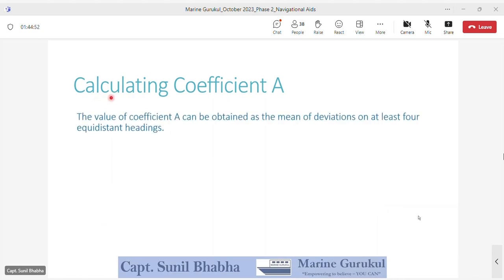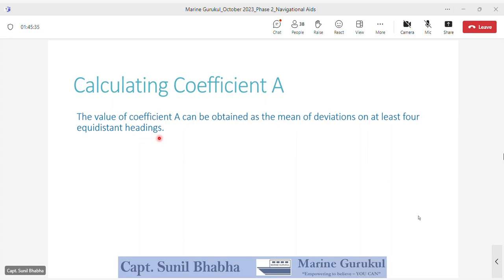Now, how do we calculate the coefficient A for the correction purpose? The value of coefficient A can be easily obtained as the mean of deviation on at least 4 equidistant headings. What does that mean? Let us take the ship on a northerly heading and note down the deviation. Let's now take the ship on an easterly heading, note down the deviation, then southerly heading and westerly heading. So all the 4 cardinal headings, we swing the ship, take it to 4 cardinal headings, and we note down the deviation on these 4 headings.